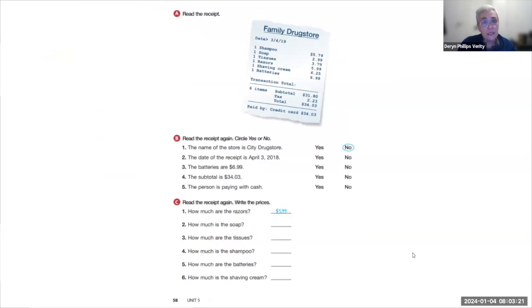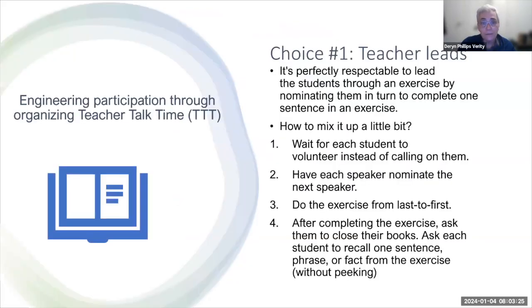So here are some choices that you have. Let's take a look at a typical lower level textbook page. And the first choice that you have could be that you just lead the exercise. That's the traditional way to do it. It's entirely respectable to do it. On the other hand, you might be able to mix it up a little bit, perhaps go backwards, perhaps have the students volunteer instead of you calling on them. Have the speakers themselves, each student, choose the next speaker.